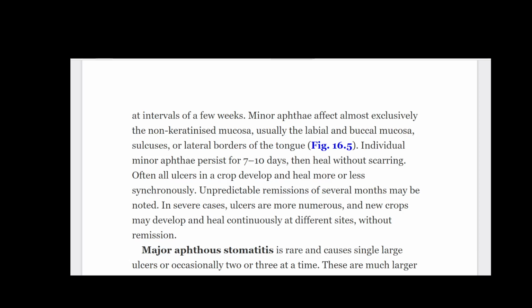Herpetiform aphthous stomatitis is also rare and causes crops of many tiny ulcers, as many as 100 at a time, usually in the floor of mouth and ventral tongue. Fig. 16.8. The background mucosa is red, giving a resemblance to herpetic ulceration, but viral infection is not the cause. The 3 types are summarized in box 16.3.